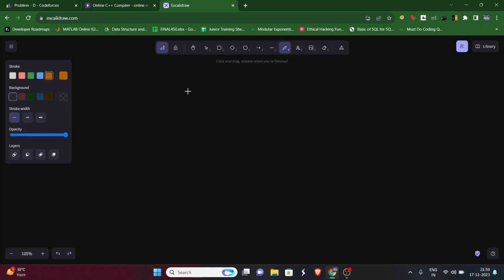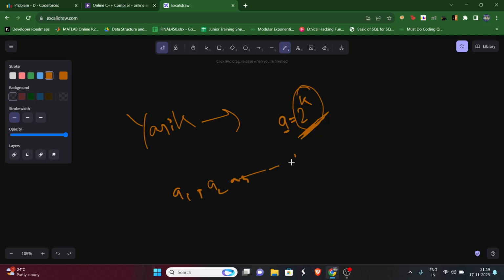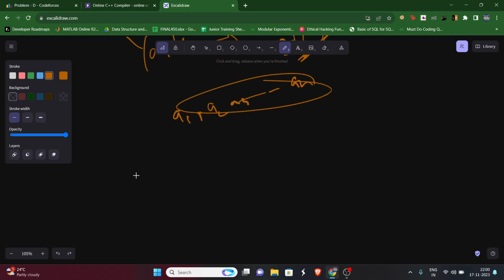So there will be a person Yarik. He makes numbers or notes such that whatever note he makes, let's say he makes a note A, it will be of the form 2 to the power k, or like any note will be some power of 2. Okay, so he can make, let's say, notes A1, A2, A3 till AN. So he can make as many notes as he wants.